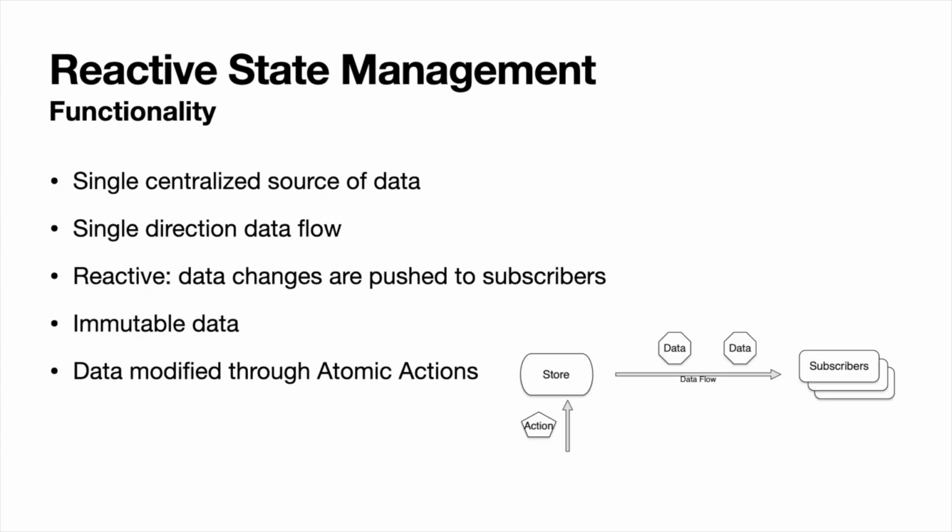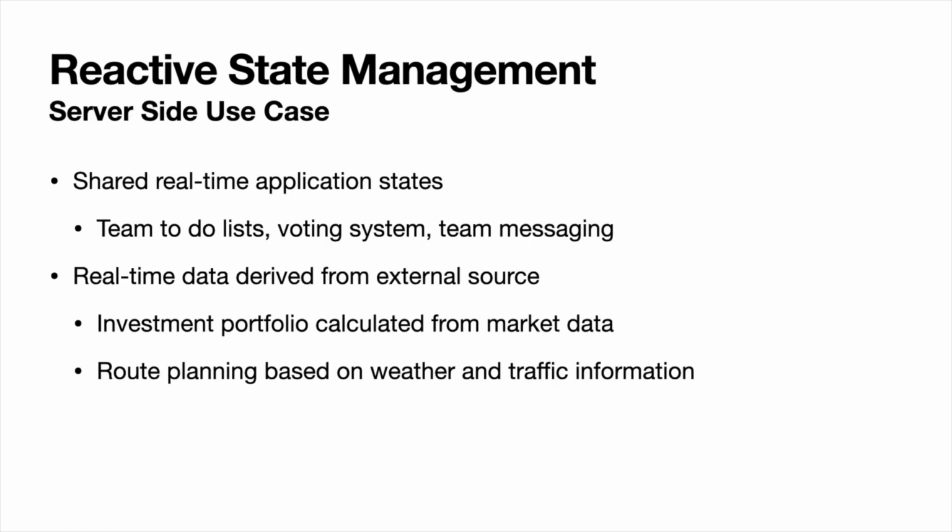So why use a reactive state management library? Reactive state management provides a few functionalities that might be useful. It is a single centralized source of data, and it enforces a single directional data flow. The data is provided in a reactive data stream and is pushed to subscribers. And as such, the data is immutable and the state is modified through atomic actions. This functionality is very useful in a component-based framework where you are managing data across many different components.